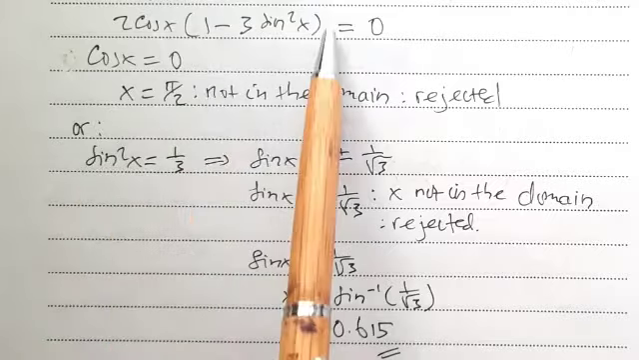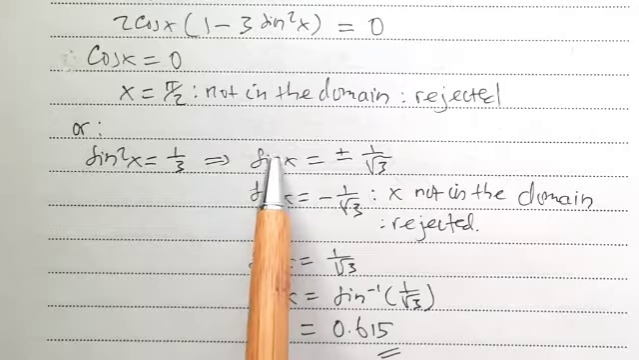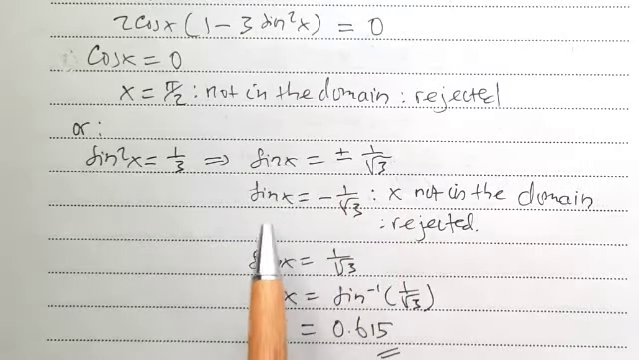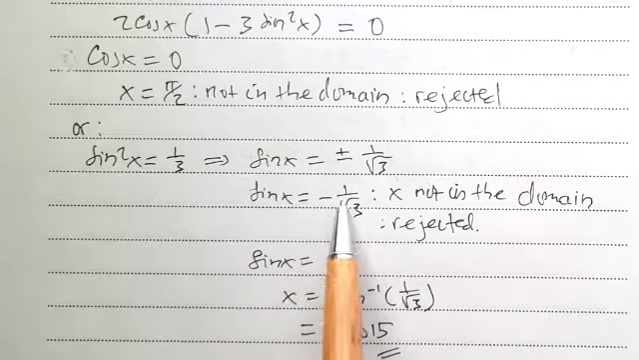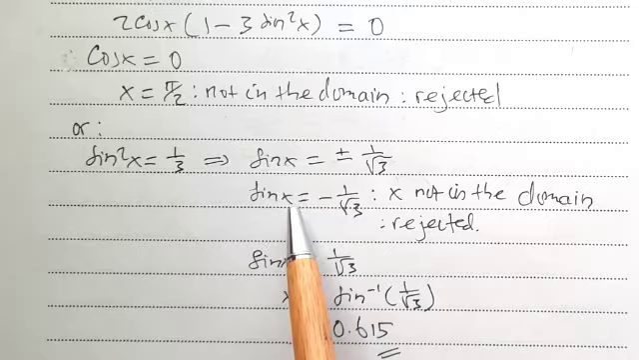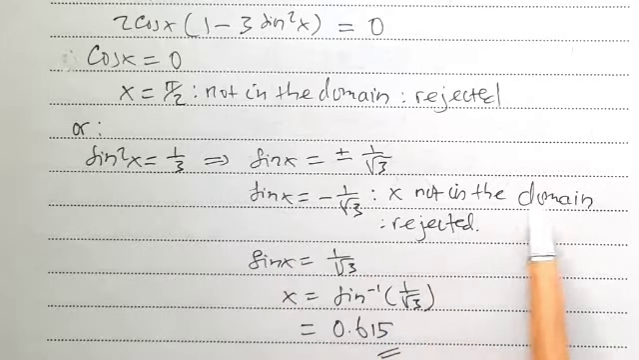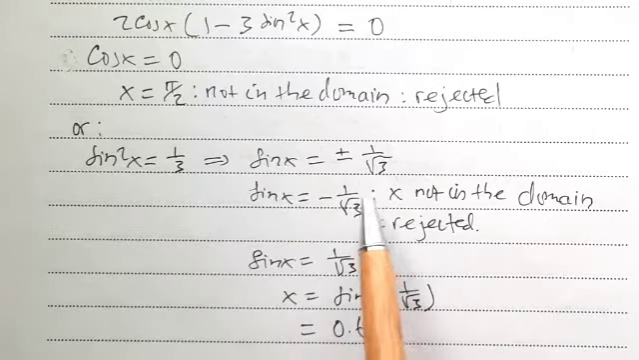Or if this one is 0, it means sin squared x equals 1 over 3. Sin x equals plus minus 1 over square root of 3. Now, sin x equals minus 1 over square root of 3, then x lies in the third and fourth quadrant. Thus, again, x is not in the domain. Thus, this value of x is also rejected.